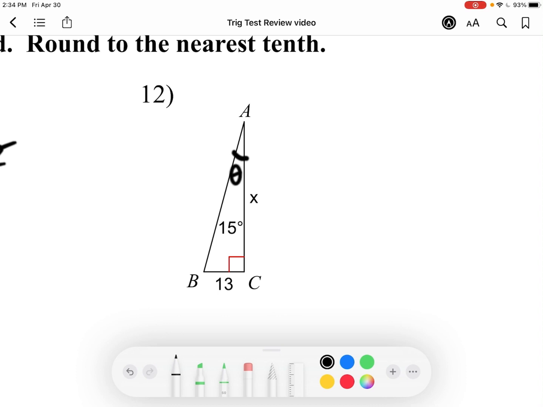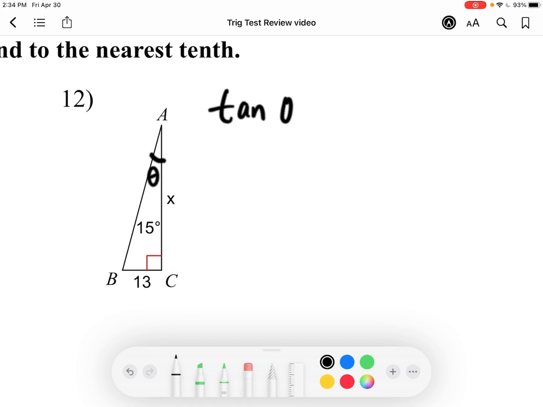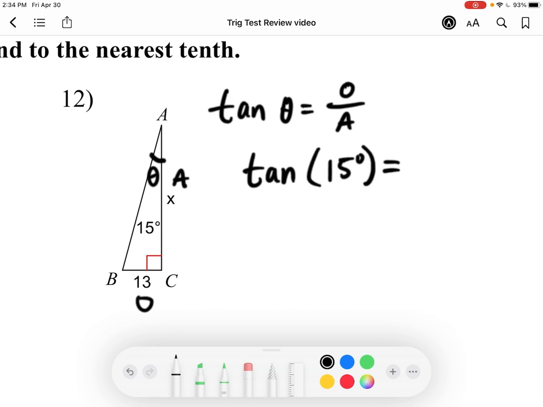So we're given theta, we're given the adjacent side to theta, and the opposite side to theta. So the trig function that uses opposite and adjacent is tangent. So we have tangent theta is equal to opposite over adjacent. So this is the opposite side, this is the adjacent side. So we write out tangent theta, which is 15 degrees, is equal to opposite, which is 13, adjacent, which is x.